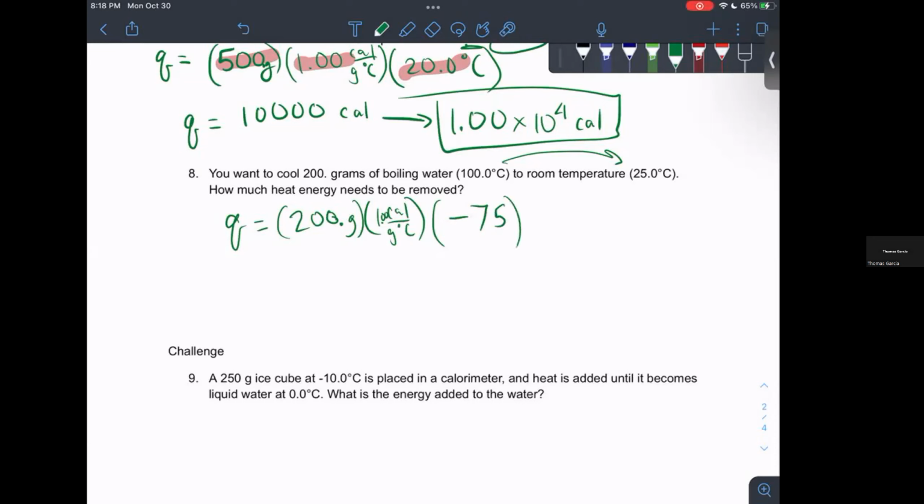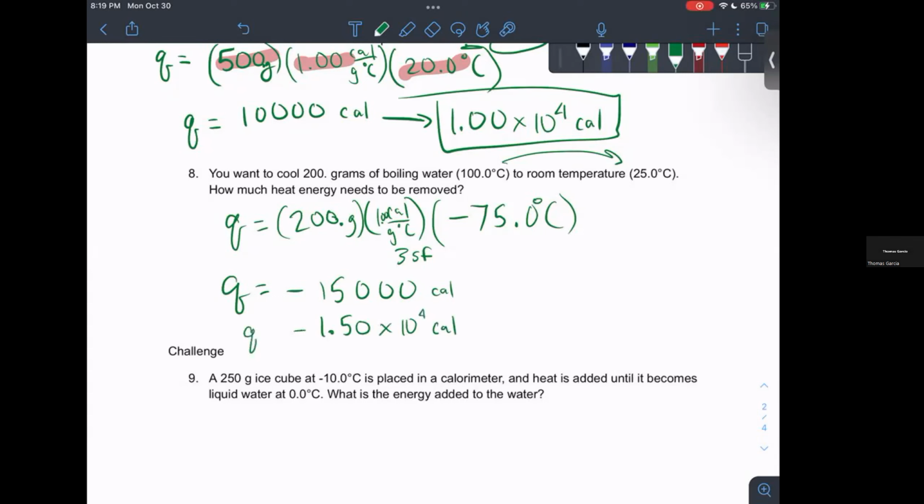So, to keep sig figs, actually 75.0 degrees Celsius. So this is 200 times 1 times 75. This gives us an answer of Q is negative 15,000 calories. So we lose 15,000 calories, but again, we need three sig figs. So we're going to say 1.50 times 10 to the fourth calories.